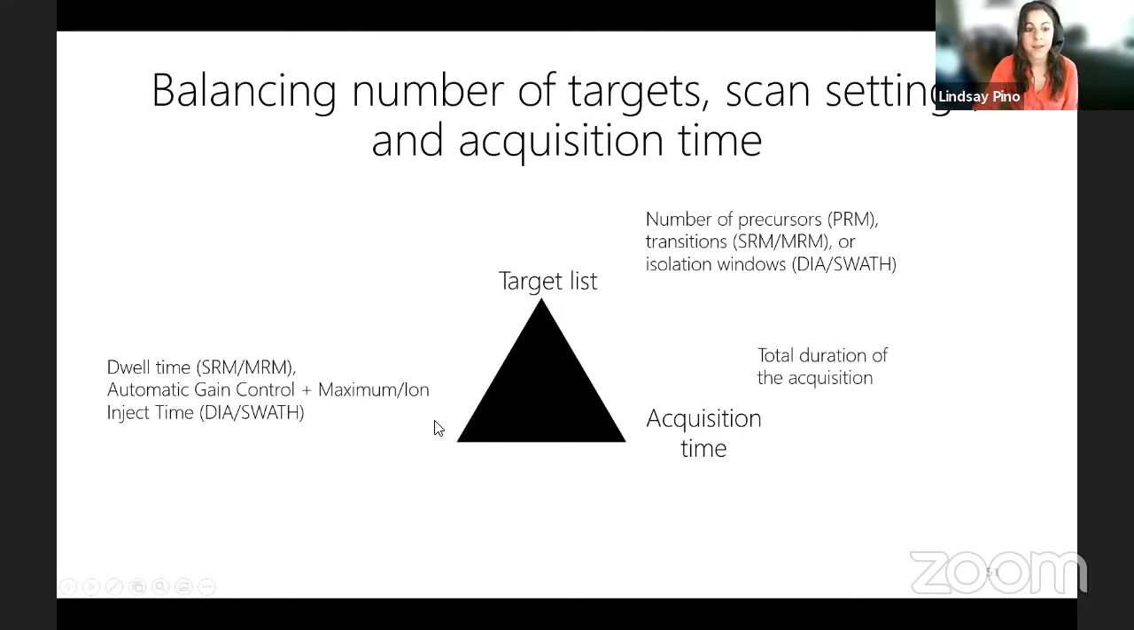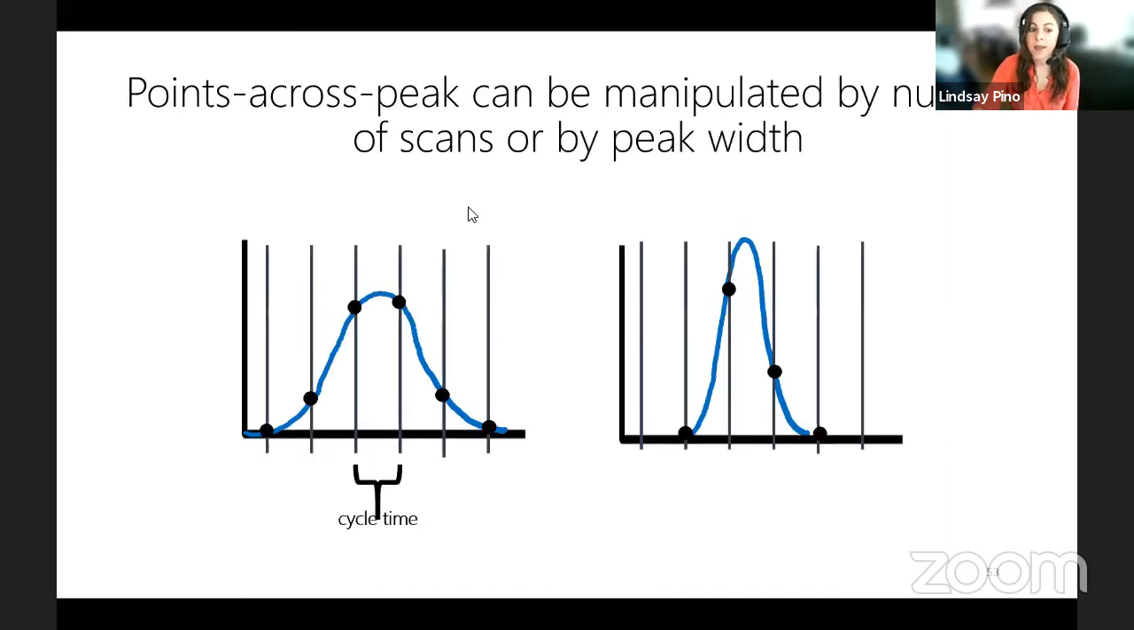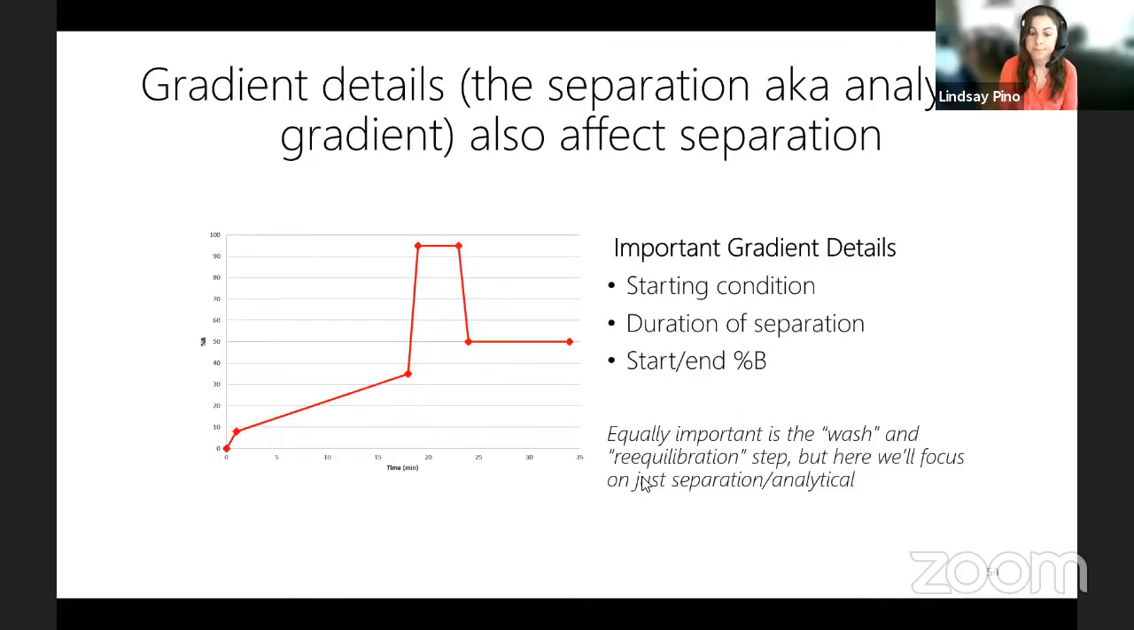And then finally, some of the scan settings that need to be optimized are dwell time for SRM or MRM experiments, and settings that control the flow of ions, such as automatic gain control and maximum ion inject time, for PRM and DIA. The target list and the scan settings combined determine the cycle time. And remember, the cycle time is how fast you can make MS2 measurements across a peak.